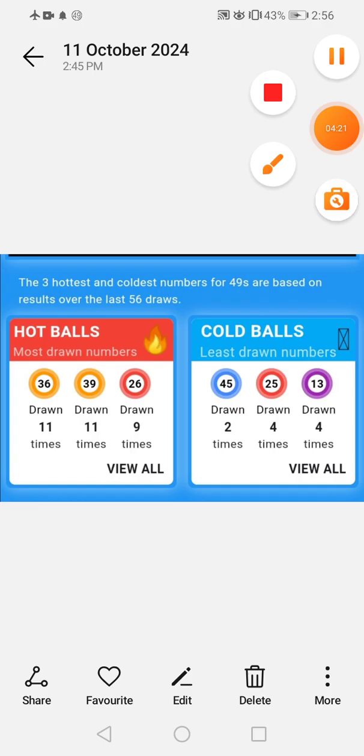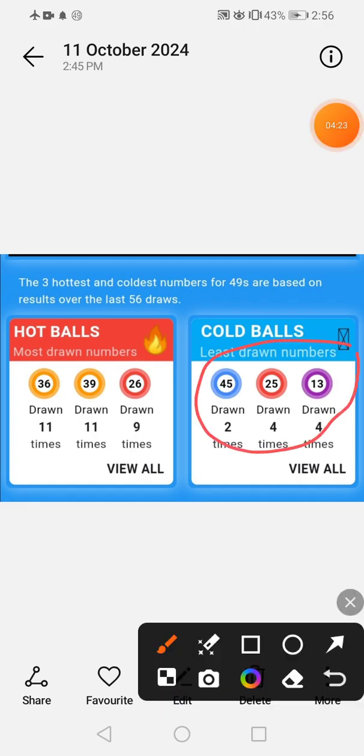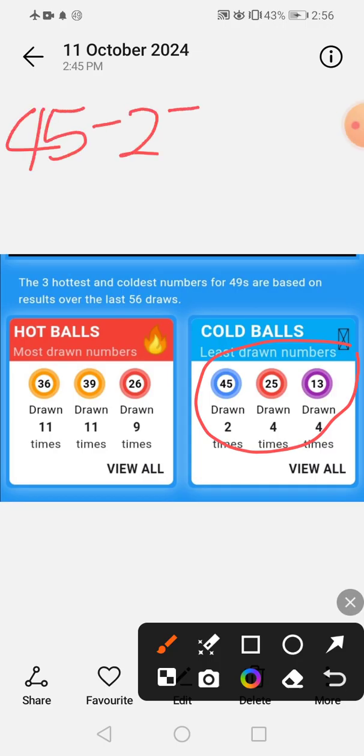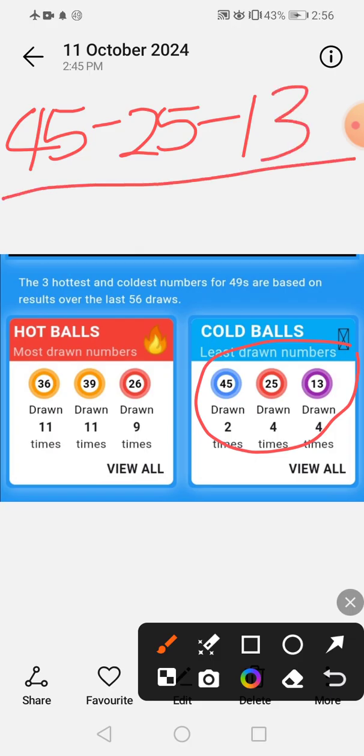This is the cold side. Cold balls. We're going to say it's a 45, it's a 25, it's a 13. And on these cold balls, one of these numbers is supposed to drop. Remember, this one was supposed to drop today. It didn't. And this one was supposed to drop. It didn't drop. So it's okay. Then you're going to say, because these are cold balls, with cold balls we have to add and subtract.